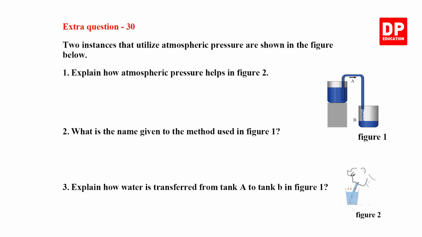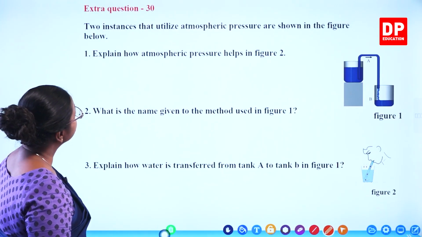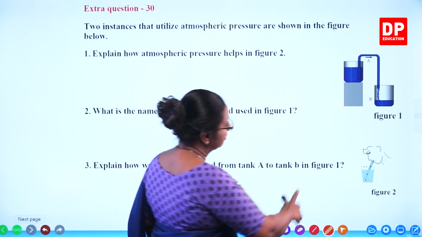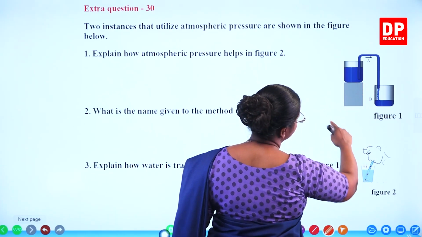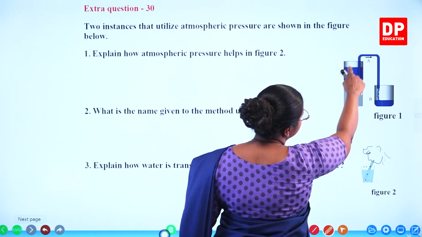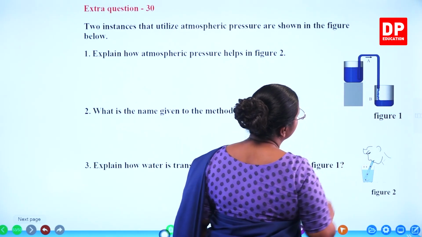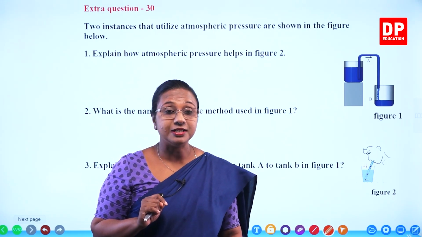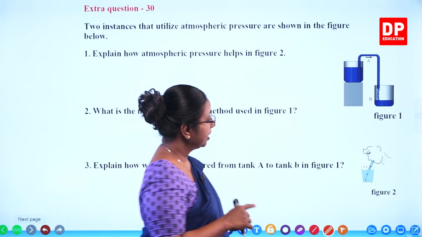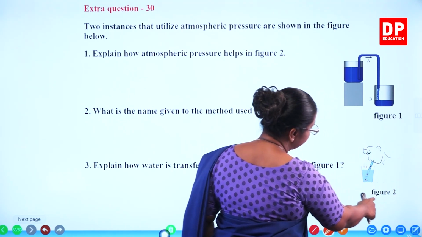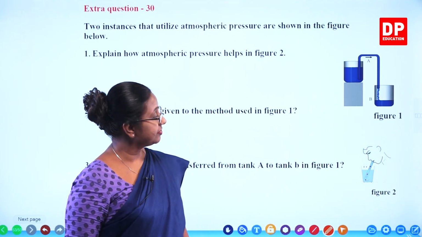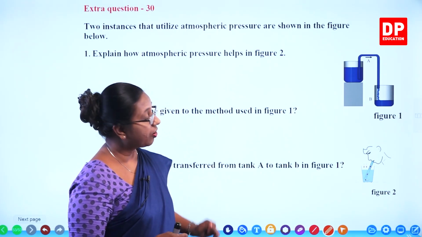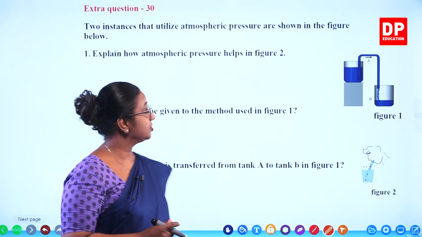Extra question 30. Two instances that utilize atmospheric pressure are shown in the figure below. If we look at the figures, you can see the first figure. There is a tank here, another tank there. From one tank to the other tank, water is being transferred. What is that method known as? The siphon method. Then here you can see the next figure where a person is drinking water using a straw. So there also the atmospheric pressure is used.